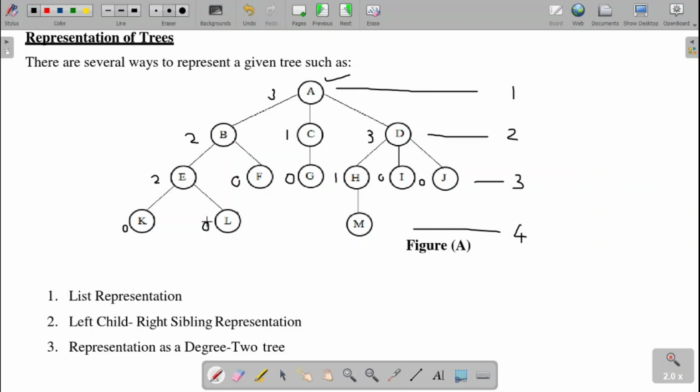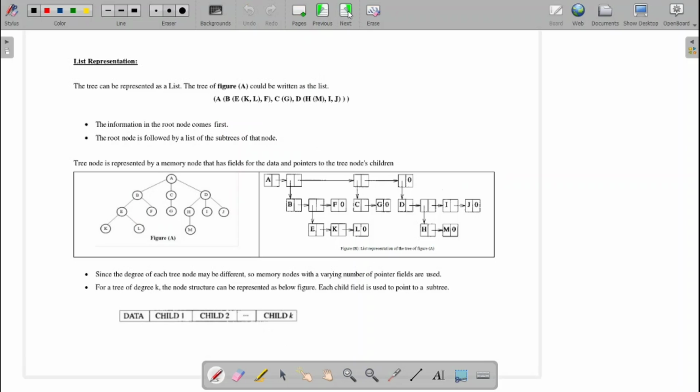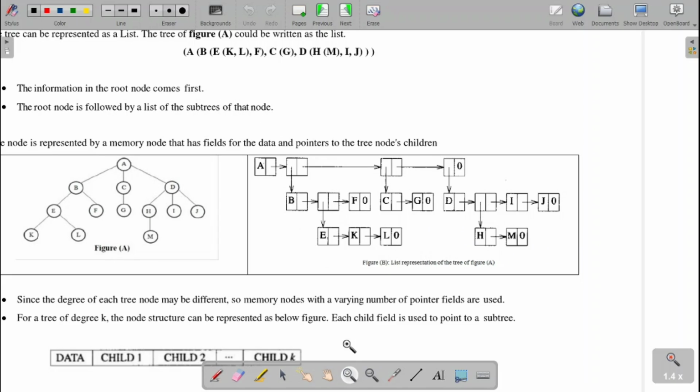A degree 2 tree means a maximum degree of 2, that is, each node has at most 2 children. So we will rearrange the elements so that we can represent them as a degree 2 tree. That is the third representation, the representation as a degree 2 tree. Let us learn one by one in detail. First one, the list representation.